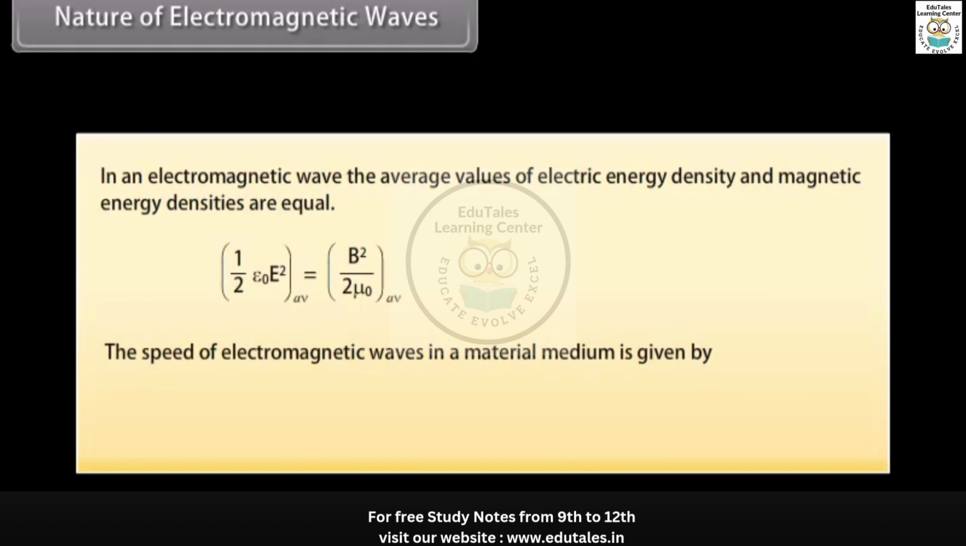The speed of electromagnetic waves in a material medium is given by the relation v is equal to C upon n.